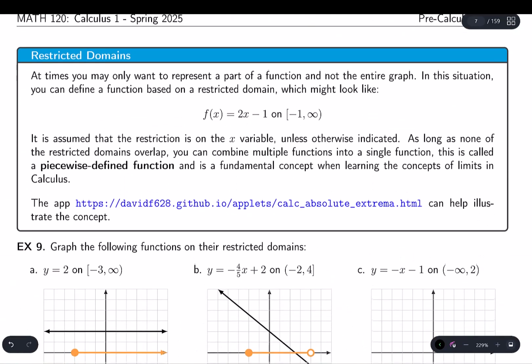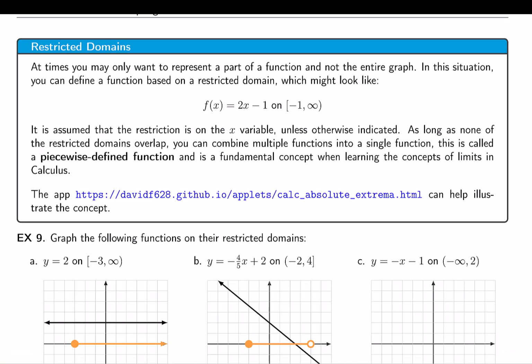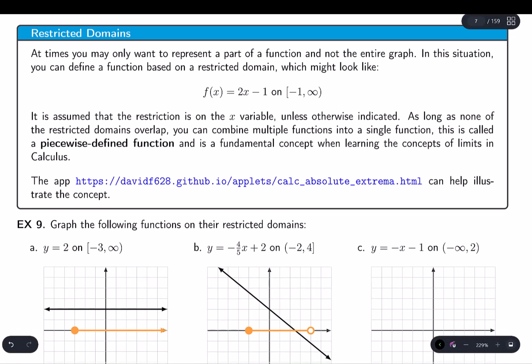All right, last in this part, restricted domains. So sometimes you may not want to draw an entire graph. You might want to just draw parts of it. That's called a restricted domain. And these are the basis of piecewise defined functions. And I know that piecewise defined functions were things that were stumbling blocks for students in algebra. But the thing is here, they're very important when it comes to determining limits in calculus. All right, so you really need to have a good understanding of piecewise defined functions.